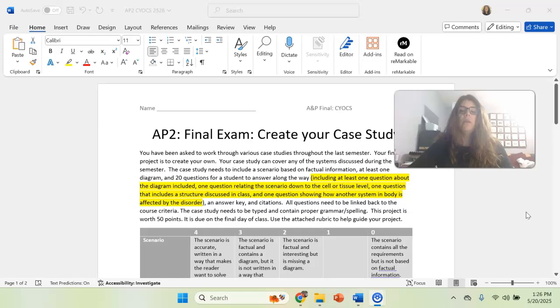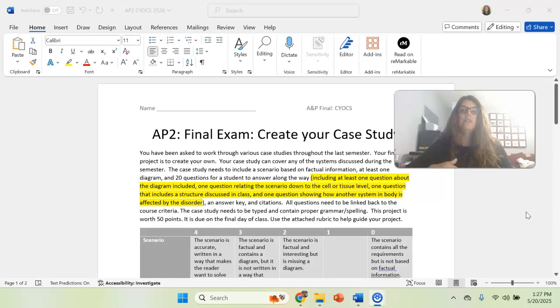Now, just like with AP1, there are 3 specific questions that need to be included in your 20 questions. The first one needs to relate to some kind of diagram or table or visual that a student needs to analyze. So it can be labeling structures. It could be a table with test results that a student needs to analyze. Are the results normal, high, low, that kind of thing. But you need to include some kind of visual that a student needs to be able to analyze. So that's one question that's required.